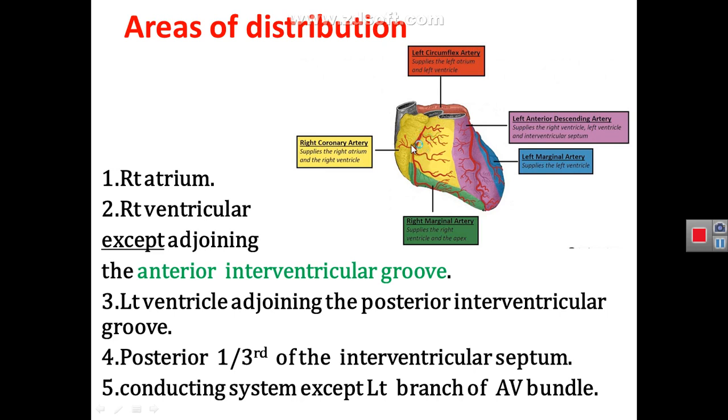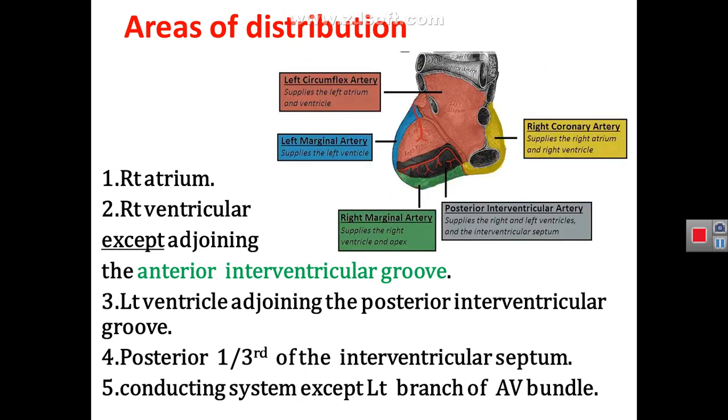You can see the yellow colored region here representing the distribution, the blood supply contributing to the supply of the wall of the heart from the right coronary artery. It includes the right atrium and most of the right ventricle, except the region near the anterior interventricular sulcus. This region is supplied also by the left coronary artery.